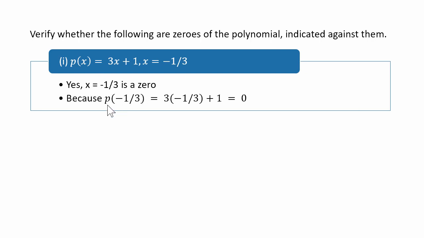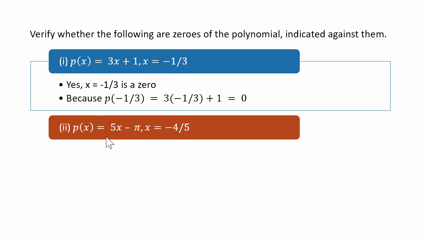Why and how? Take the polynomial's value at minus 1 by 3. If you substitute the value of x with minus 1 by 3, you get 3 times minus 1 by 3, which is minus 1. You add that to 1, you get 0. Since p of minus 1 by 3 happens to be 0, it is a zero of the polynomial. Let's look at the second example.